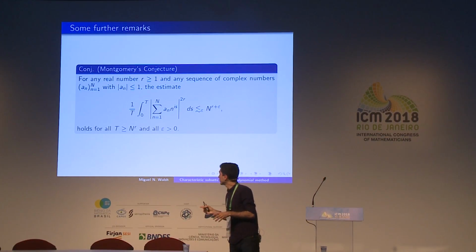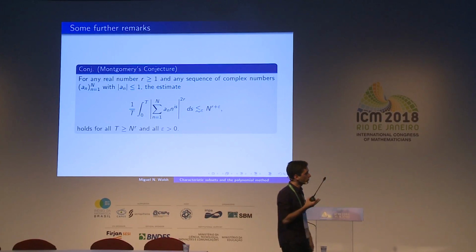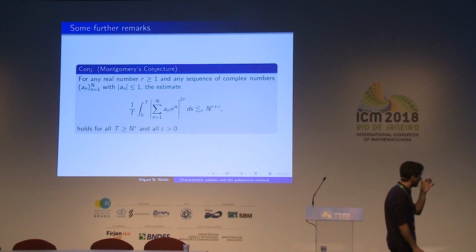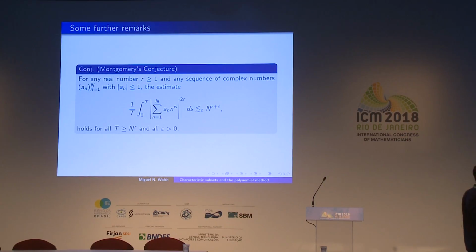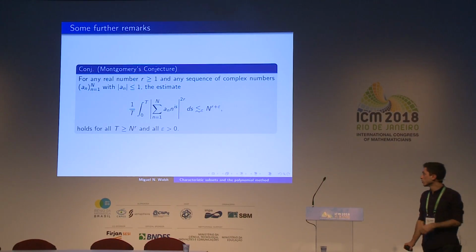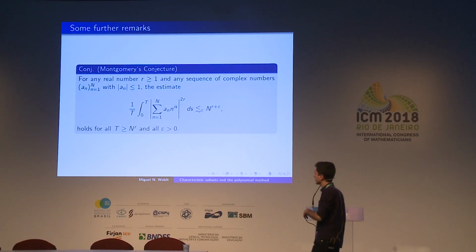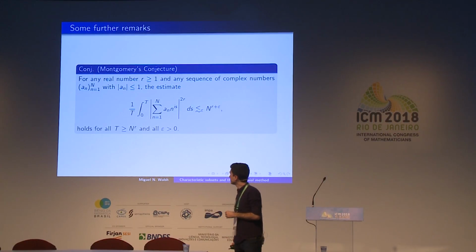So in analytic number theory, one of the lines I haven't mentioned, you have this famous and very powerful conjecture of Montgomery. Let me just tell you what it is. For any real number R and any sequence of complex numbers that are uniformly bounded, we conjecture an estimate of this form. So on average, exponential sums cancel out. Of course, this is clearly inspired by attempts to make progress on the Riemann hypothesis. This is Montgomery's conjecture, at least in certain ranges of the parameters.